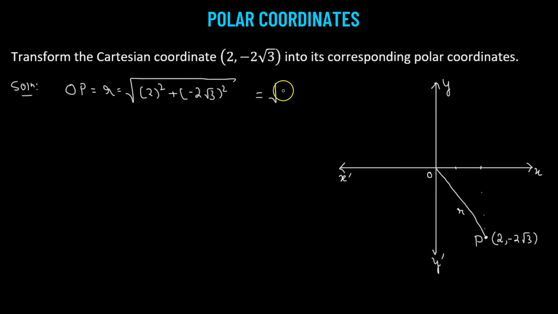So we have 2 squared, so that's 4, added to (2√3) squared. 2 squared is 4, times square root of 3 squared, that's only 3. 4 times 3 is 12. So we get 4 plus 12. The sum is 16. 16 is a perfect square, so we get 4. So our value of r is going to be 4 units.